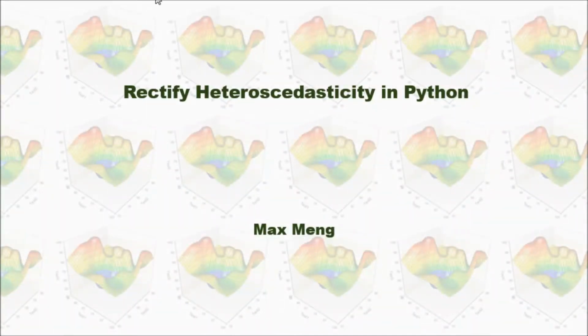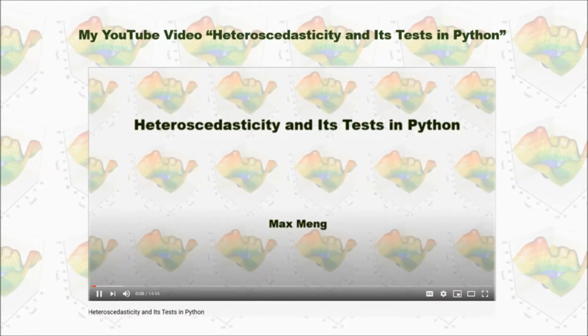This time, I'm going to talk about how to rectify heteroskedasticity in Python. About 1 year ago, I made another video talking about how to test heteroskedasticity in Python. If you haven't watched that video, you are welcome to watch it first. One of my viewers asked a question: now that we tested heteroskedasticity, how can we rectify it?